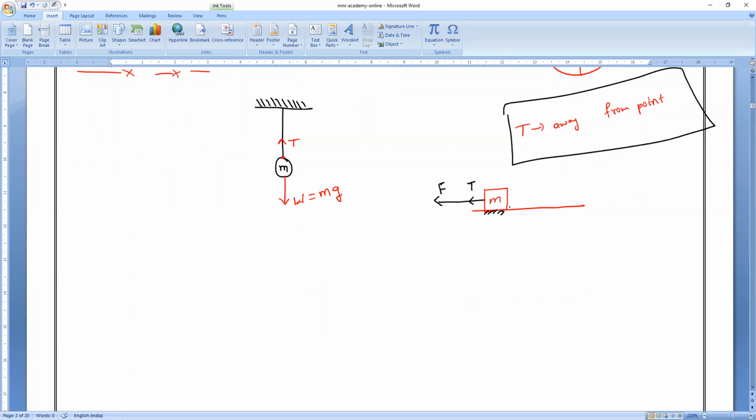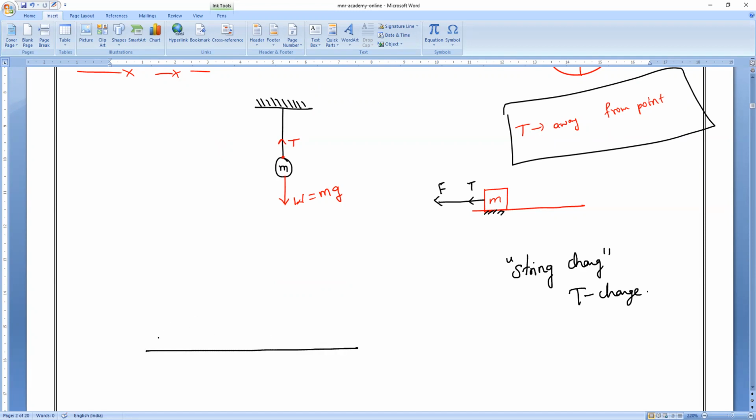So unless the string changes, what will happen? Once the string changes, will T also change or remain constant? Everybody, if the string changes, then what will happen? All of you, T also will change. Okay. So that is what you have to remember.